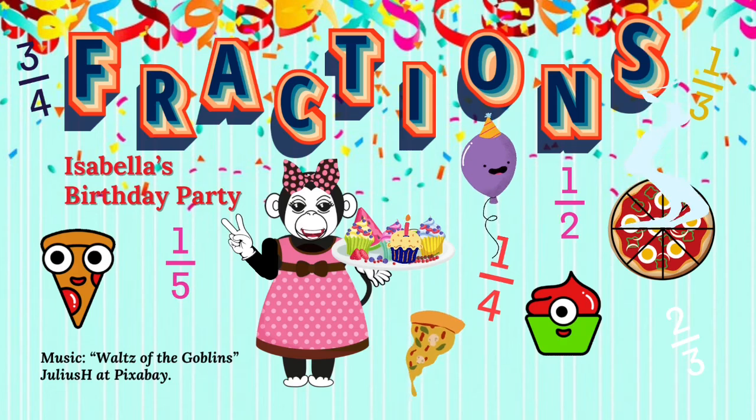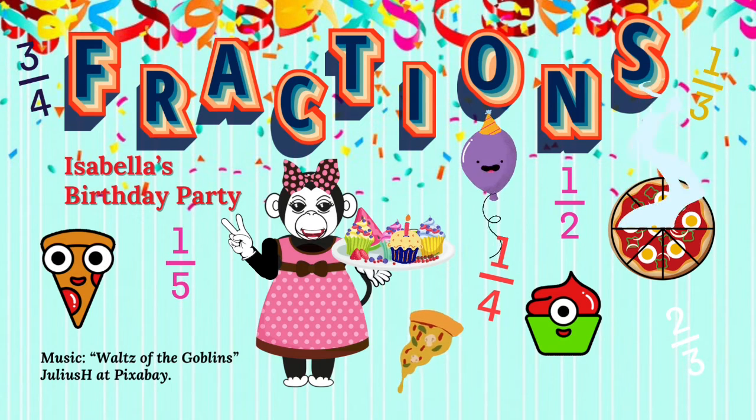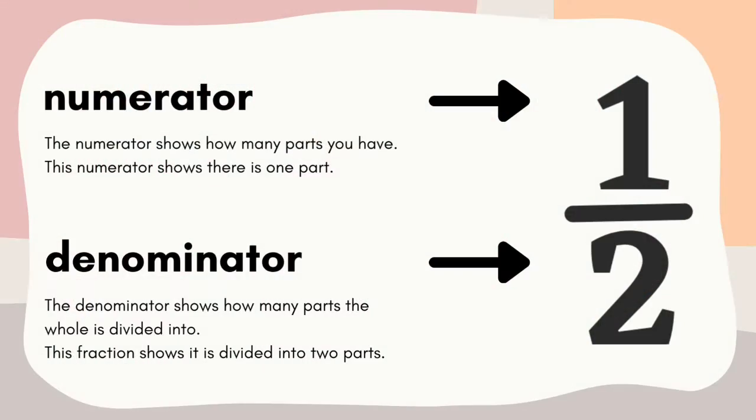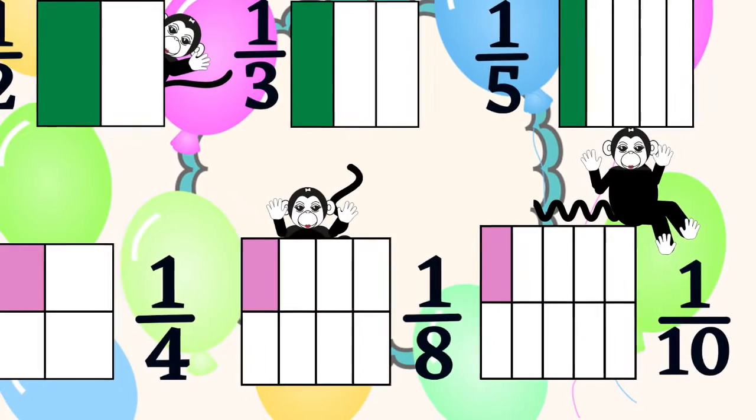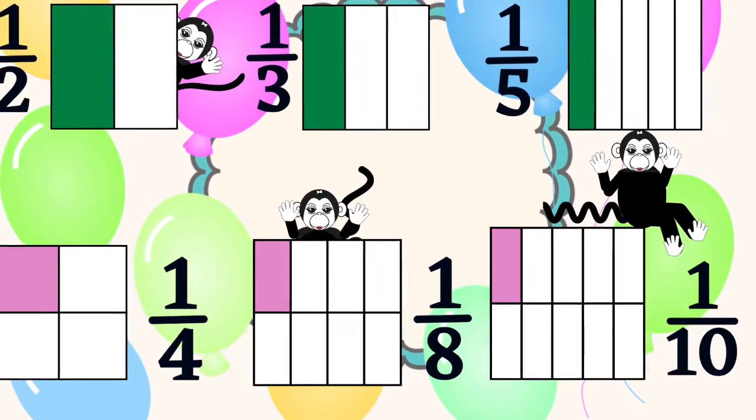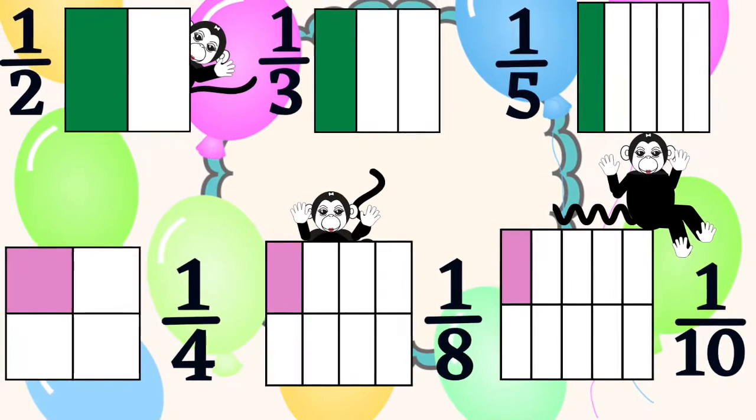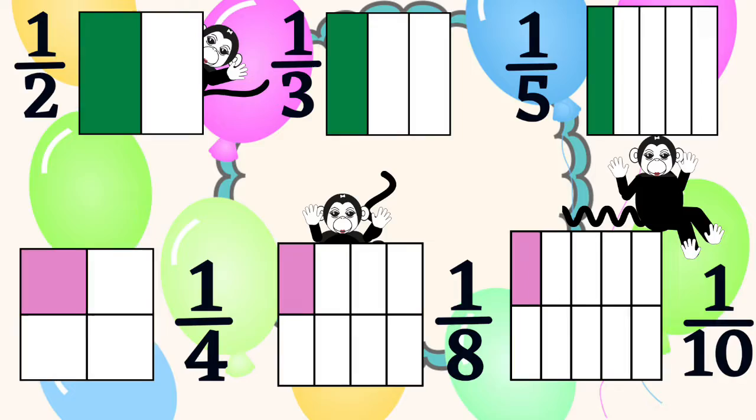We're ready for fraction action. Fractions represent a part of a whole. The top number is your numerator, which shows how many parts you have. The bottom number is your denominator, which represents a whole or totality. Let's get some practice.